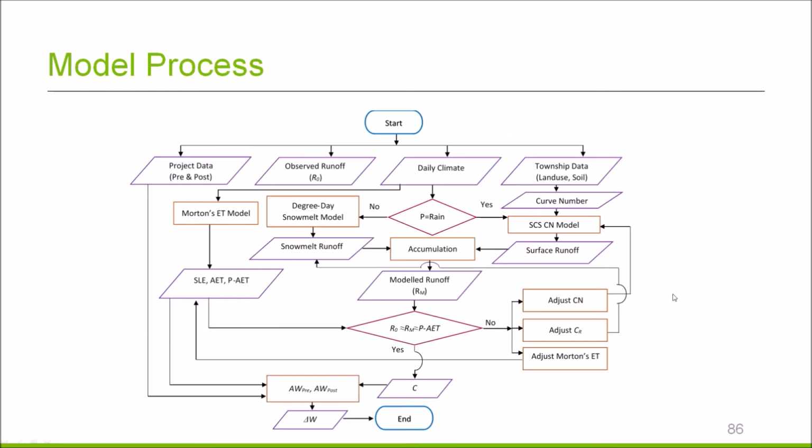So this is a sort of complex diagram showing how the model actually handles everything. At the top we have all the necessary information that you need to run the model. As I mentioned, we do need evapotranspiration data, so we use Morton's evapotranspiration model that was built into this hydrologic model. So for any township, it would automatically estimate evaporation and evapotranspiration for that specific township. And then we have all the runoff models, runoff accumulation, and also all the calibration and verification is built into this system.